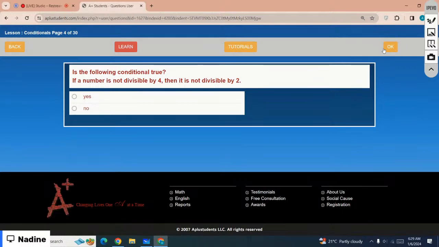Is the following conditional true? If a number is not divisible by 4, then it is not divisible by 2. Which is the correct option? The correct option is yes.